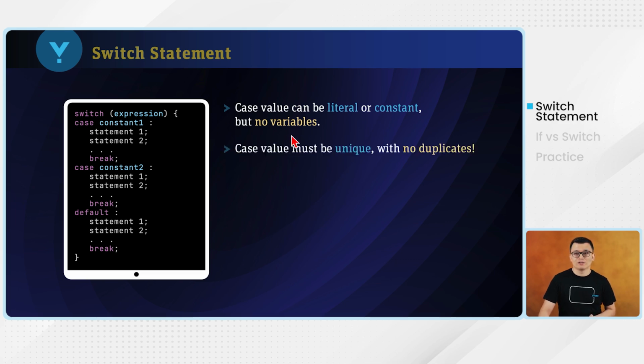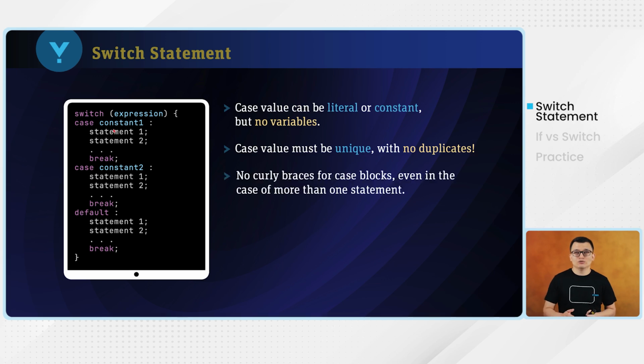It cannot be a variable. And the case value must be unique with no duplicates. Which means if multiple case blocks have the same value, it is going to cause errors. Every case block must have a unique value. Okay. And you do not use curly braces for those case blocks. We use the colon. Okay.